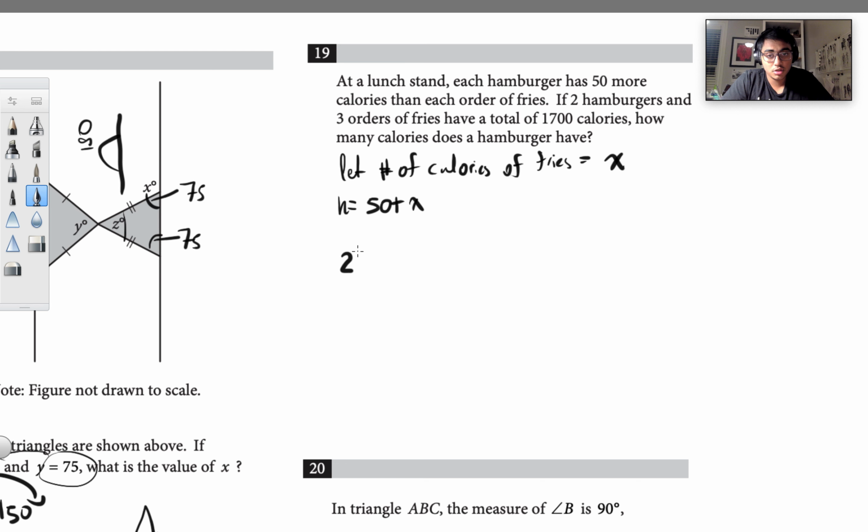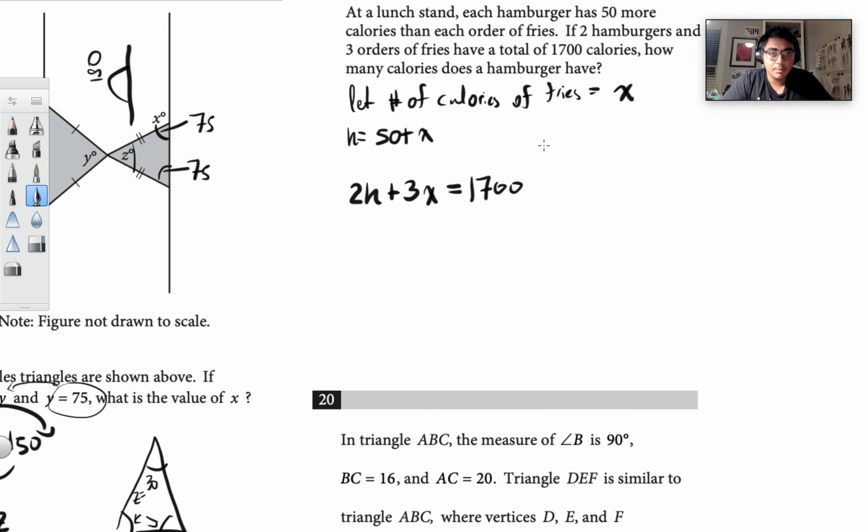So we're talking about 2H plus 3X is equal to 1700 calories. But now we know that H is equal to 50 plus X. And we have 2 variables here. We want to strip it down to 1, so we can just solve for that one. So it'll be 2 times (50 plus X), just plug this value of H in, plus 3X is equal to 1700.